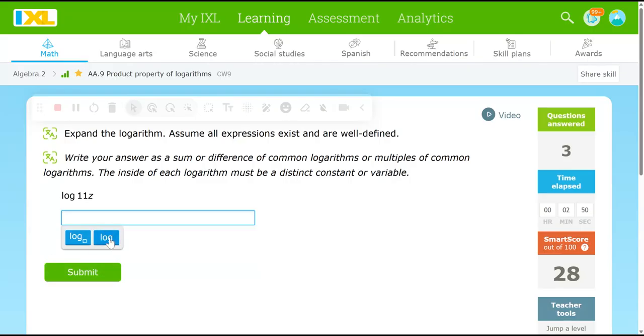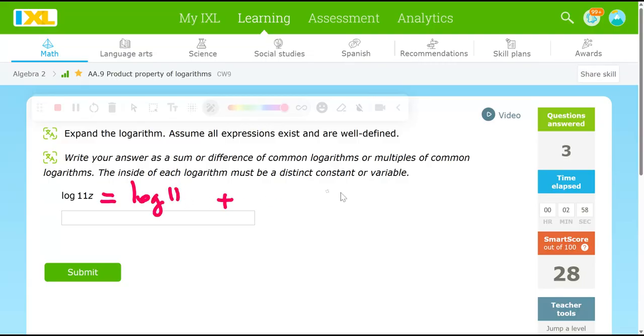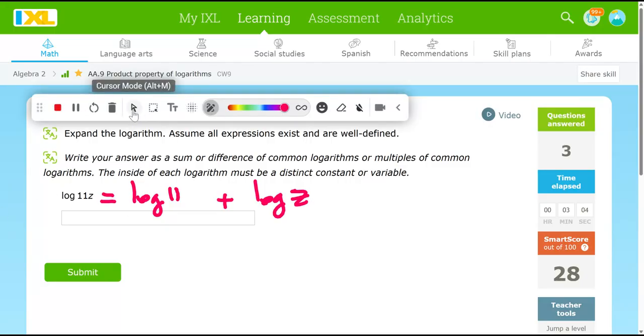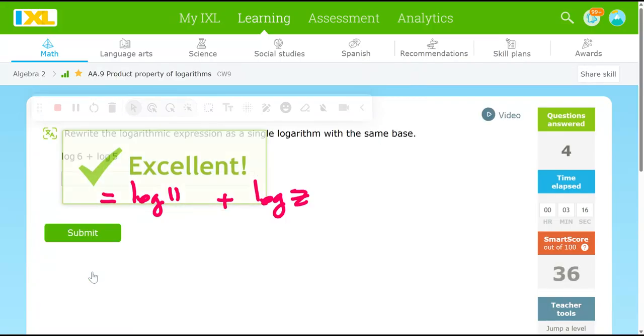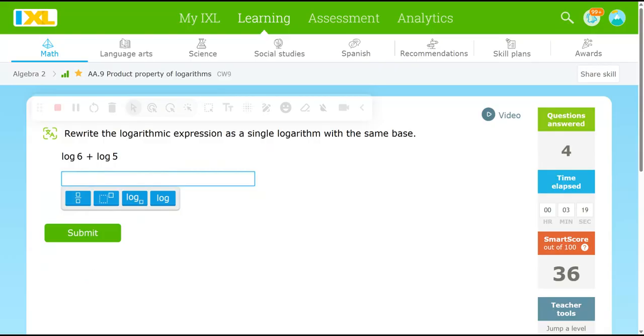Okay, so I come out with two separate logs over here with the plus sign. Log base 10 of 11 and log base 10 of z. So I put it in the box. Here we go. Do not forget the plus sign. It's just a formula that we need to follow. That's it. Voila.